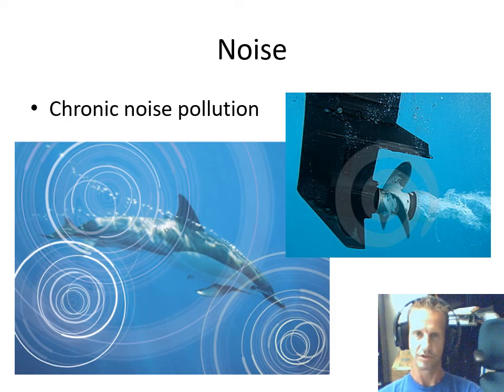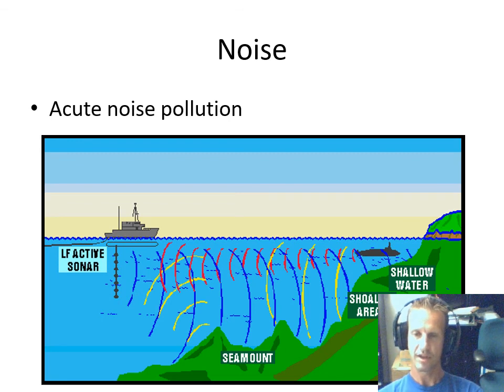This chronic problem, where it's too loud to communicate or hear predators or prey, is called chronic noise pollution. There's also a worse kind of noise pollution called acute noise pollution, where the noises are so loud that they're physically damaging to the organisms and can literally kill them or deafen them, which indirectly kills them. There are a few things that humans do that create these super loud sounds. One of them is called LF active sonar. It stands for low frequency active sonar.